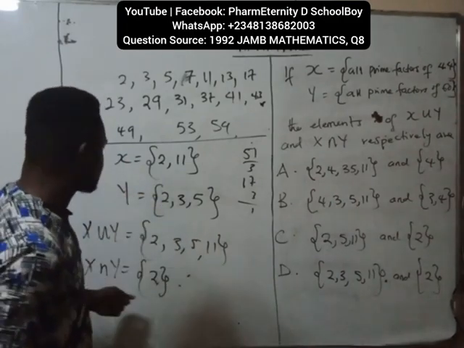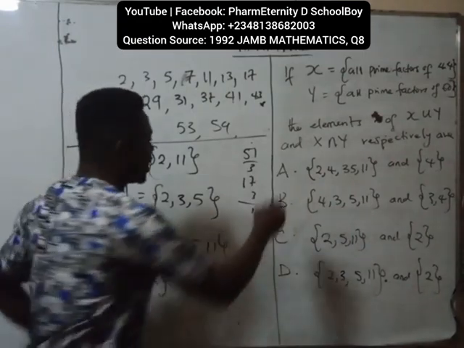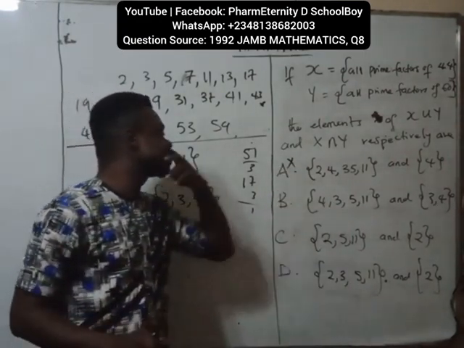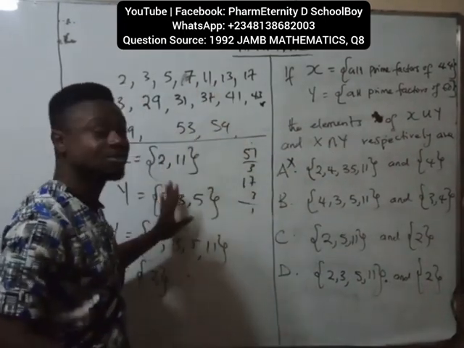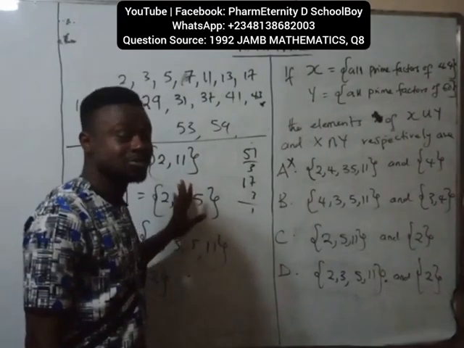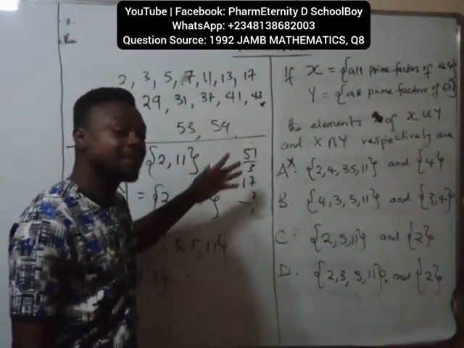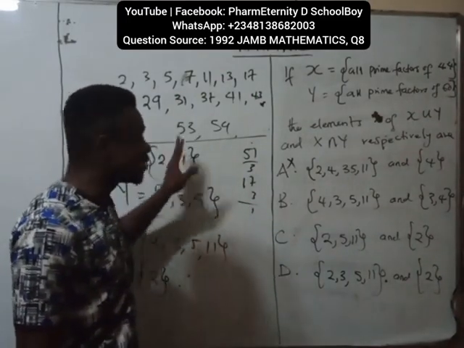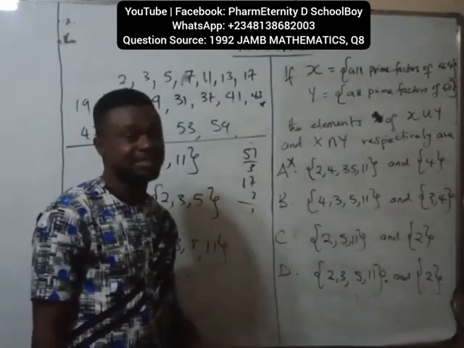So which option satisfies this? It is not A, because A has 35. Looking at this now, you know that this is not even a prime number, so this has cancelled A. I just decided to solve this for those that have issues with prime numbers and prime factors. That's why I listed it. If not, I would have just looked at the options, eliminated, and got my answer.